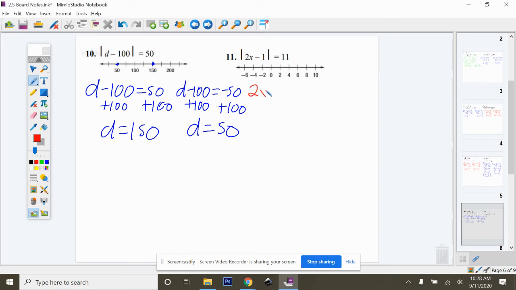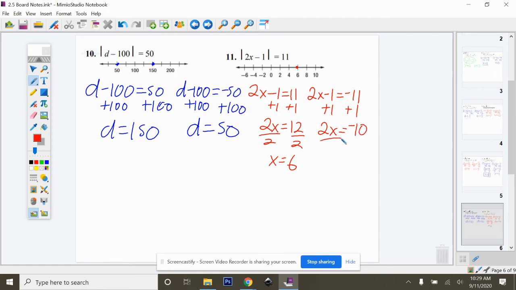Write it twice. 2x minus 1 equals 11. 2x minus 1 equals negative 11. Plus 1. Divide by 2. I get 6. Same exact steps on the second one. Plus 1. Divide by 2. Don't have a negative 5. Should be somewhere between negative 4 and 6.